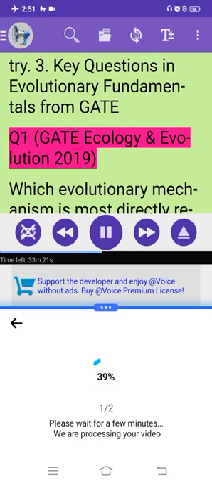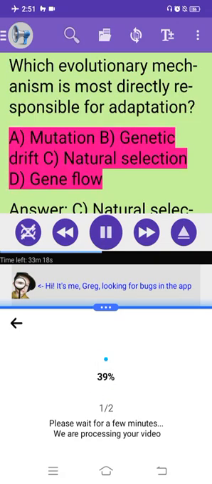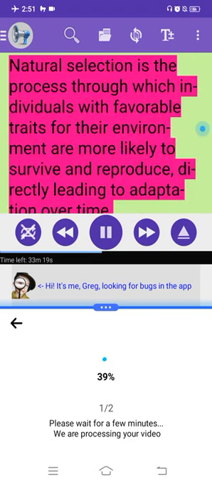3. Key questions in evolutionary fundamentals from GATE. Q1, GATE Ecology and Evolution 2019. Which evolutionary mechanism is most directly responsible for adaptation? A. Mutation. B. Genetic drift. C. Natural selection. D. Gene flow. Answer: C. Natural selection. Explanation: Natural selection is the process through which individuals with favorable traits for their environment are more likely to survive and reproduce, directly leading to adaptation over time.